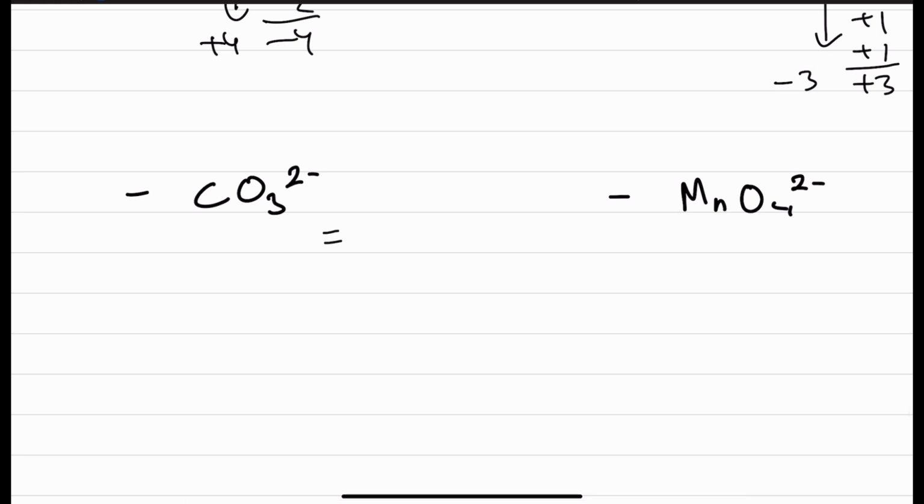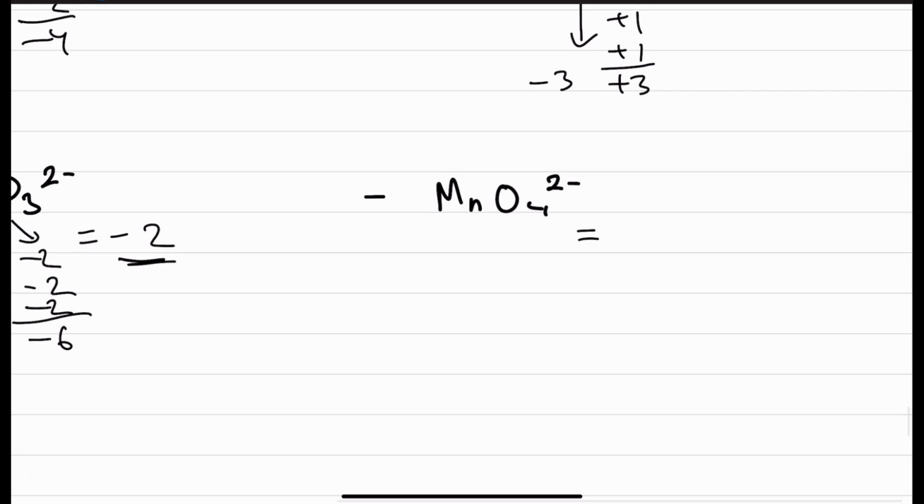SO3 2-. We know the overall charge is -2. We know that oxygen is -2. We know there are 3, so there's -2, -2, -2, which is overall -6. And sulfur must be +4 to get the overall charge of -2. Now doing the same thing to this, we know MnO4 2- has an overall charge of -2. Oxygen is -2, 4 times. Therefore, overall charge of -8, meaning this manganese must be +6.